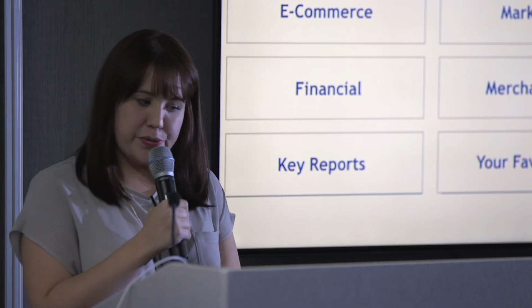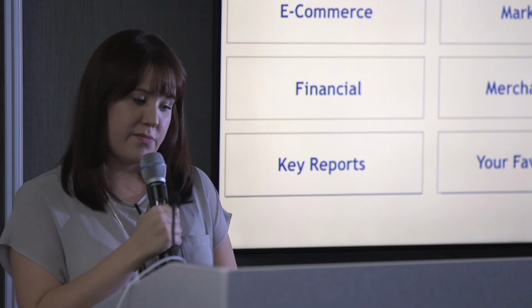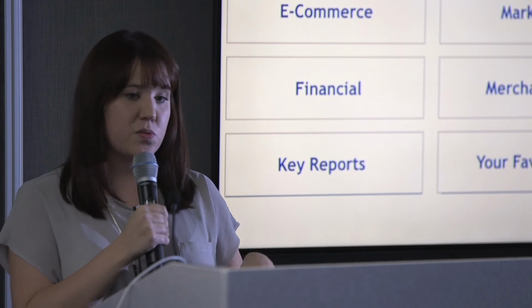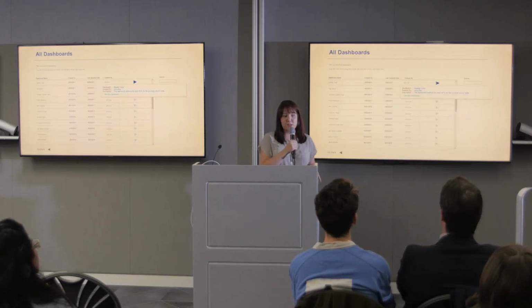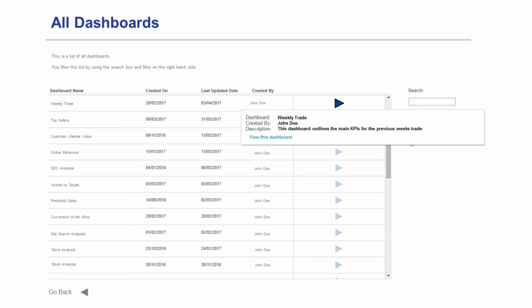So what a user would do is they would be given this dashboard, and they would then click into one of the different areas, and it would take them to a screen similar to this, where you had your dashboard name, when it was actually created, when the data was last updated, so you know how relevant it actually is. You can hover over the little arrow, which will give you a wee bit more information about what's in the dashboard, and you can easily click through to the dashboard.